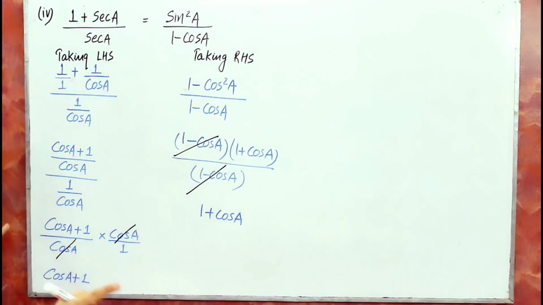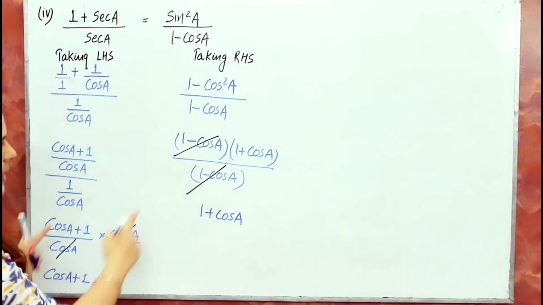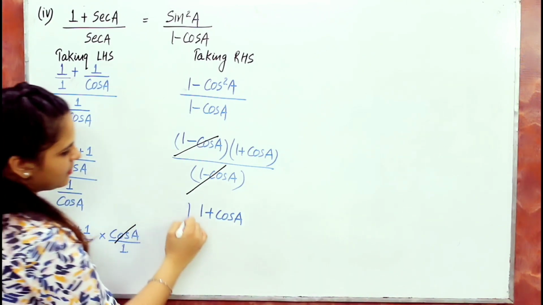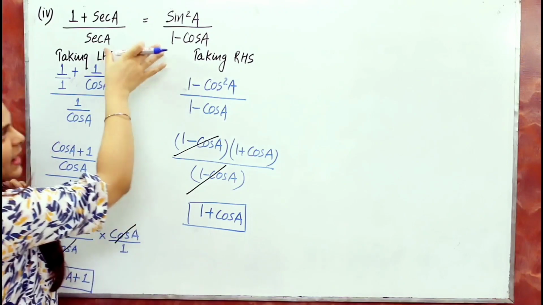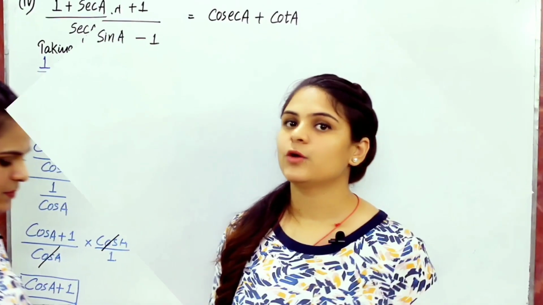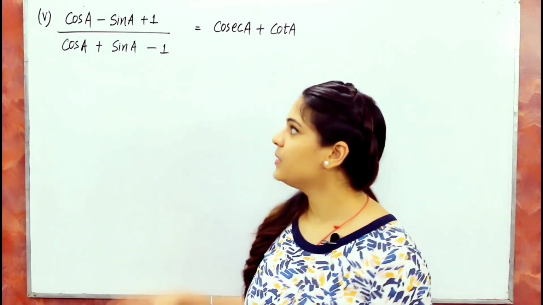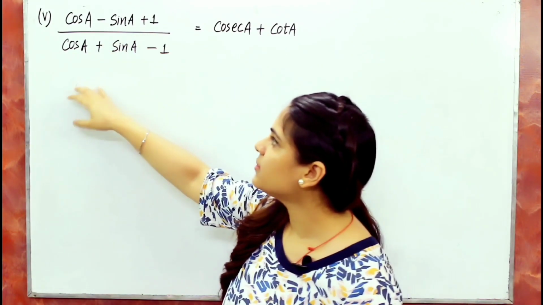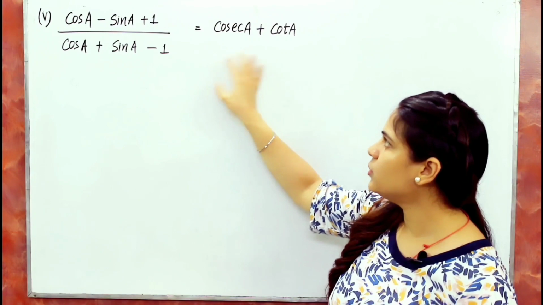Now students, you can see our LHS and RHS are both equal. That means this trigonometric identity is proved. Question number 5, fifth part: (cos A minus sin A plus 1) upon (cos A plus sin A minus 1) is equal to cosec A plus cot A.